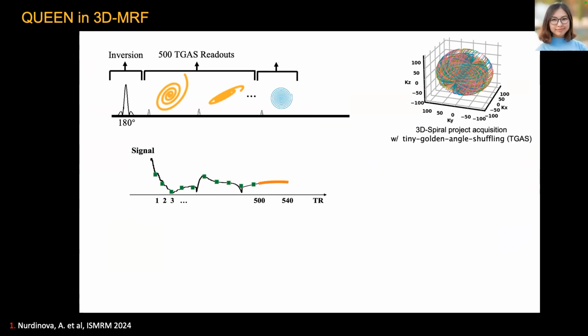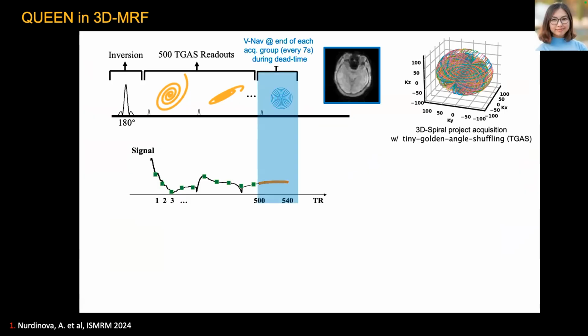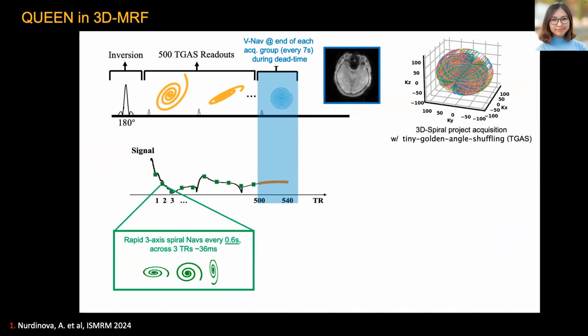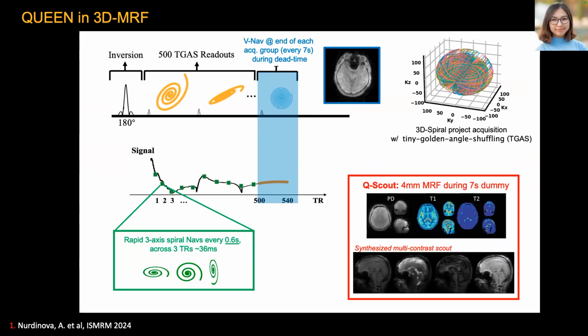This is our standard spiral projection MRF acquisition. You have an inversion prep with 500 TR readout and some wait time. During that wait time, we typically put in a short volume navigator to get a motion estimate every 7 seconds. But if you want to go faster, you can add these compact navigators throughout the sequence every half a second or so. Add a Q scout up front to replace the dummy time so it doesn't add to the scan time. This is the first dummy period. So you get multi-contrast scout data, compare the navigators to the matching one, and get a temporal resolution of about 0.6 second for the motion estimate.